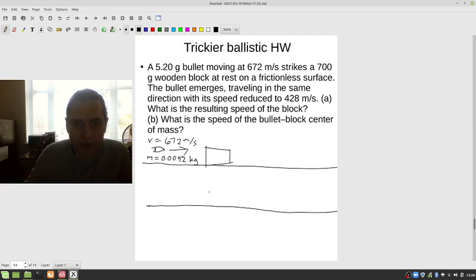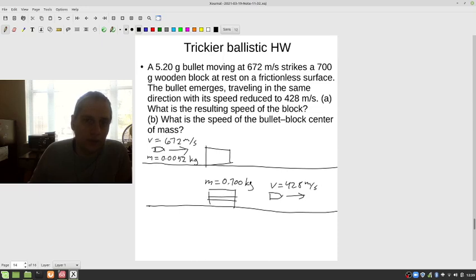And then what happens is that the bullet rips through the block, goes all the way through. And now my bullet is going on the other way. It's going more slowly though. Now it still has the same mass, but its v is 428 meters per second. So whatever momentum it's lost, it has transferred to that block. Okay? So the momentum of this equals the momentum of that. We also know the mass of the block is 700 grams, so that's 0.700 kilograms. And there we go.